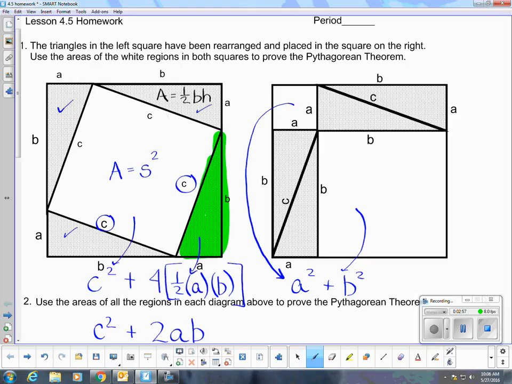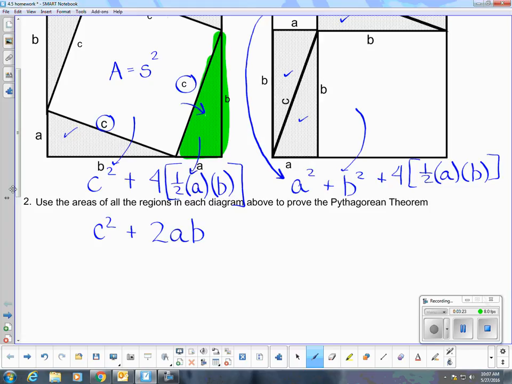And then we have 1, 2, 3, we have 4 triangles with the same dimensions as the triangles over here. And so we have 4 times 1/2 base times height. So let's come down, and now we're going to simplify. What we see over here on the right, we have A squared plus B squared plus, and then 1/2 of 4 is 2AB.